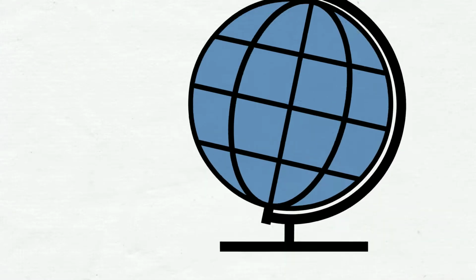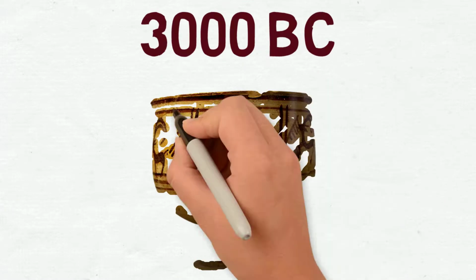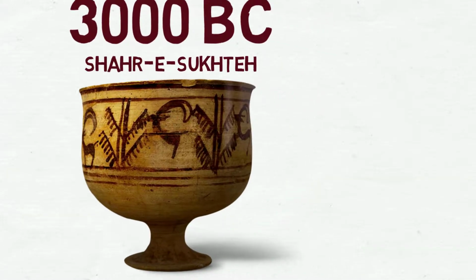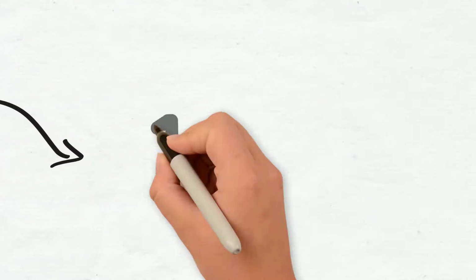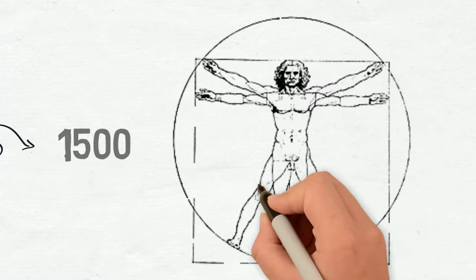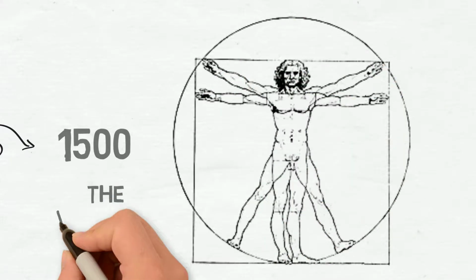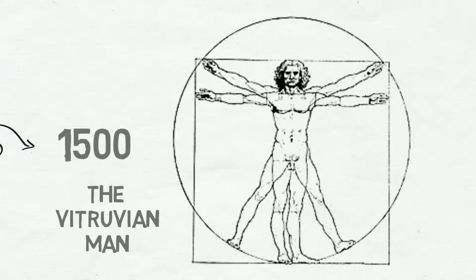It all began in ancient Iran during 3000 BC. Ash-Shahr-e-Sukhteh is a Bronze Age pottery bowl that shows goats leaping. Around 1500 AD came Leonardo da Vinci's Vitruvian Man. This is a drawing of a man whose arms and legs are sketched at different viewpoints to show movement.